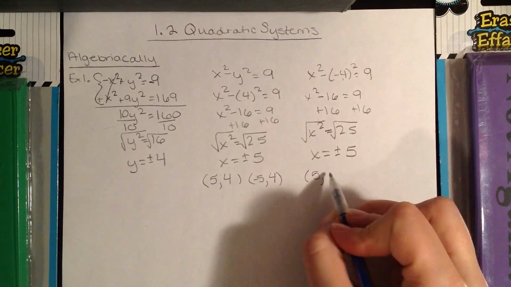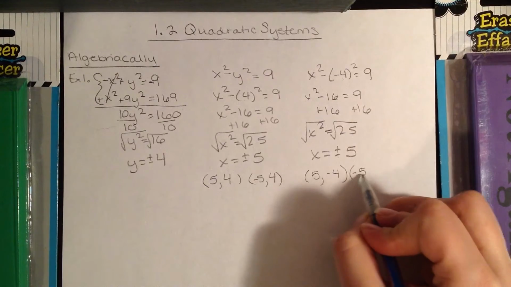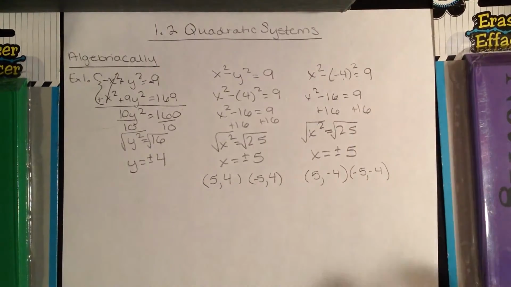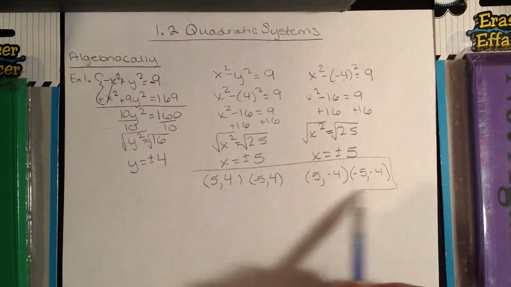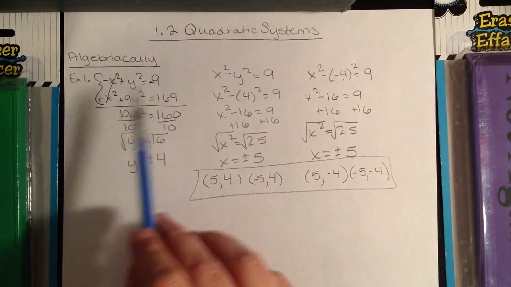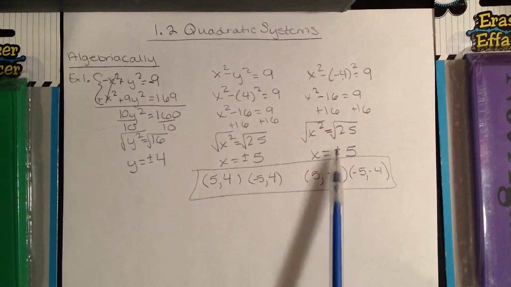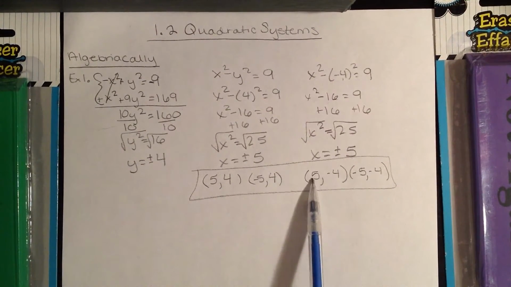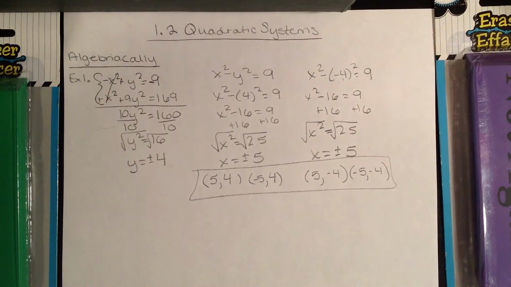So I would have 5, negative 4, and negative 5, negative 4. Those are my two answers I have. Okay, so therefore, total, there are 4 answers for this one problem. All right, so when I plugged in negative 4, I got two x values. So negative 4, I got positive 5 and negative 5. All right, so that's how I solve it algebraically.